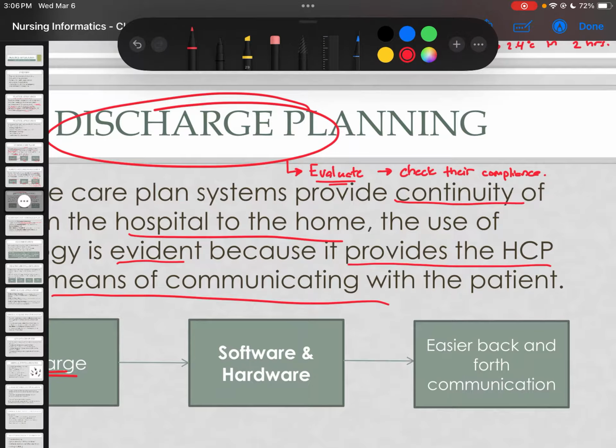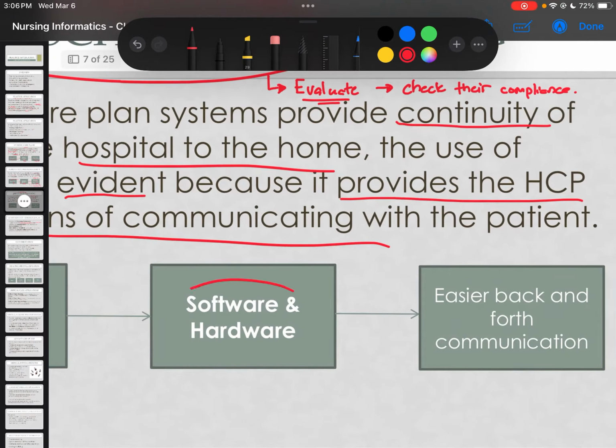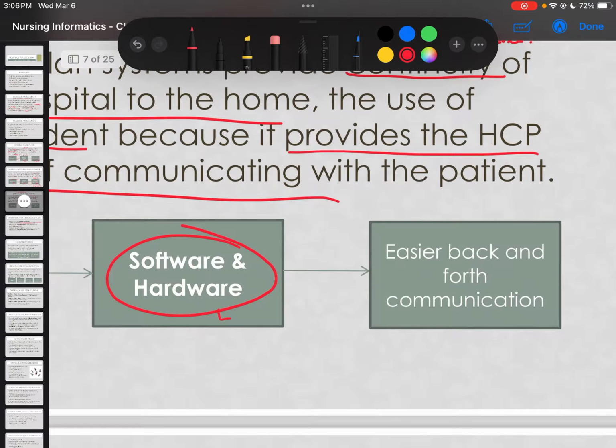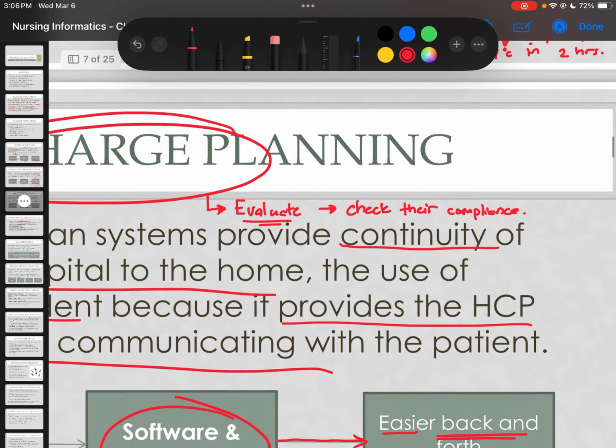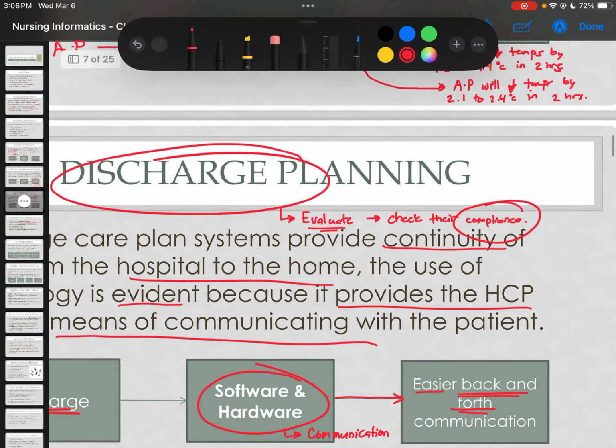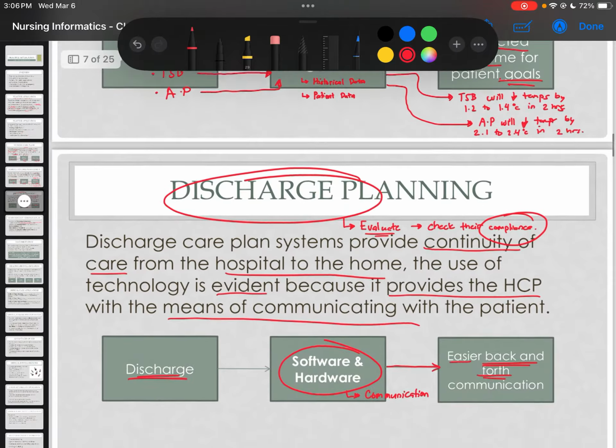Now, maglisod tag contact nila, class. That is why we will use software and hardware. Specifically, class, kana mga software and hardware used for communication. Like kanang emails or instant messaging, kanato mga cell phones, so on and so forth. Okay? It provides us with easier back and forth communication with the patient. That way, no, we can ask them questions with regards to their compliance. So ato na ma-evaluate if gisunod bagid sila sa ilahang discharge plan.